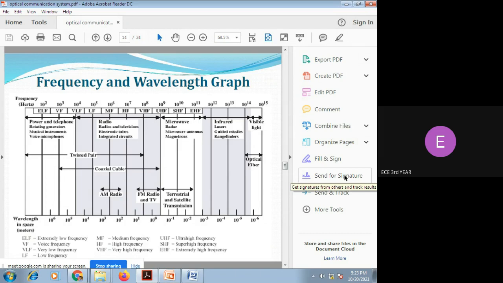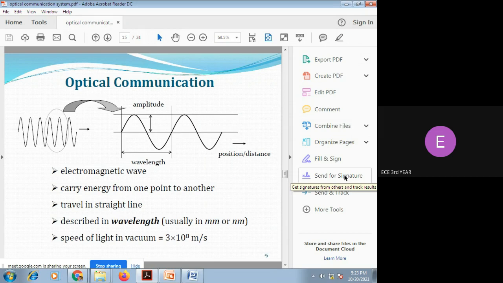So the basic optical communication, this is the signal. This is the optical signal in terms of sine wave format. This is the amplitude. This is the wavelength. This is the position, slash, distance. This electromagnetic wave carries energy from one point to another, travels in a straight line, and is described by a wavelength. Speed of light in vacuum is 3×10⁸. These are the basic things for a light signal.